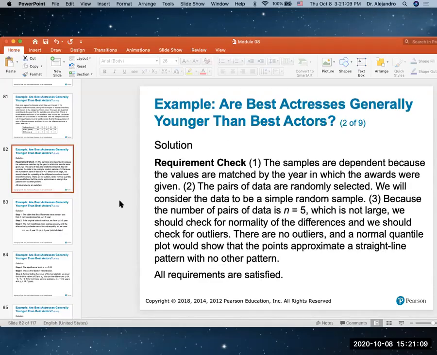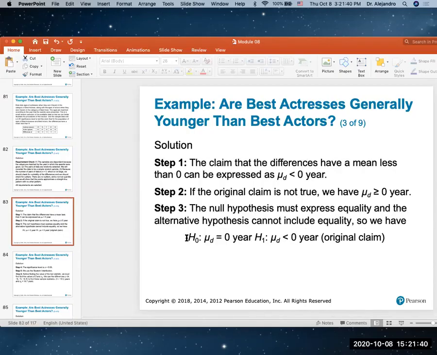Now, always check requirements. Samples are dependent because the values are matched by the year in which the awards were given. The pairs of data are randomly selected. Because the number of pairs of data is 5, which is not large, we should check for normality of the differences and we should check for outliers. There are no outliers, and a normal quantile plot should show that the points approximate a straight-line pattern. Unfortunately, it's not provided here. Now, the original claim is that the mean is less than 0.